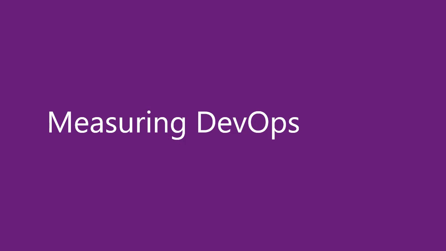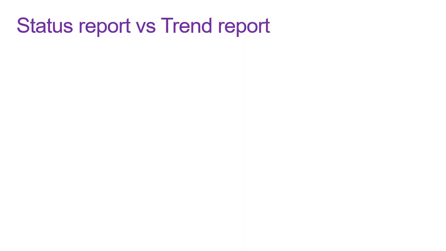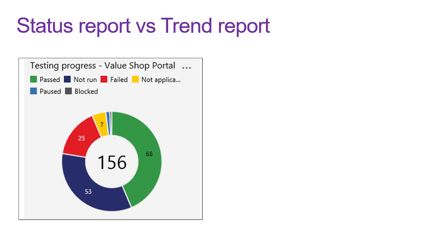As we understand now the importance of visualization, let's talk about the importance of measuring DevOps. We can't improve what we don't measure. We have to monitor measurement over time, what we call the trend. So let me give you an example about status report vs trend report in Azure DevOps. In a status report, it just gives me the number. So for example, if I have 156 test cases, then I can see this report tell me like I have 68 test cases passed, 53 not run, 25 failed. So I understand from this report the status of the test cases or the test run.